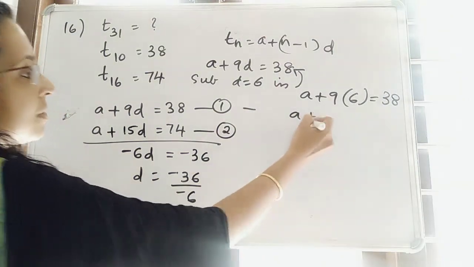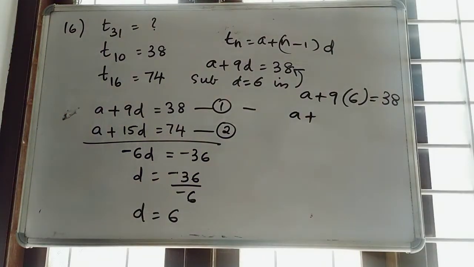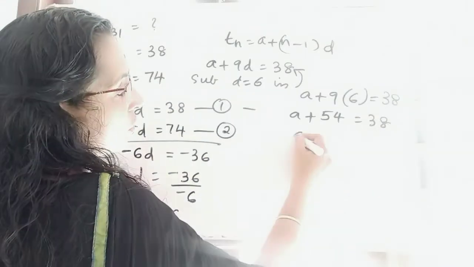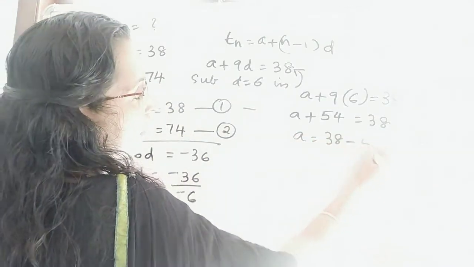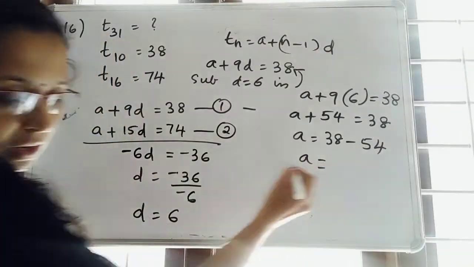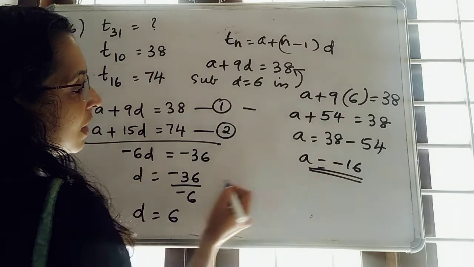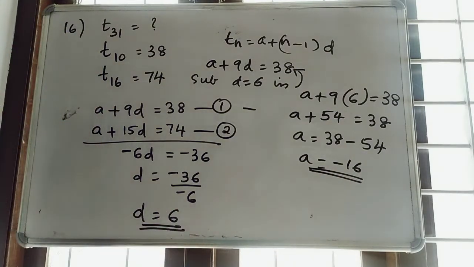So A plus 9 into 6 is what? 54 is equal to 38. So A is equal to 38 minus 54. A is equal to negative 16. So A we got as negative 16, D we got as 6.